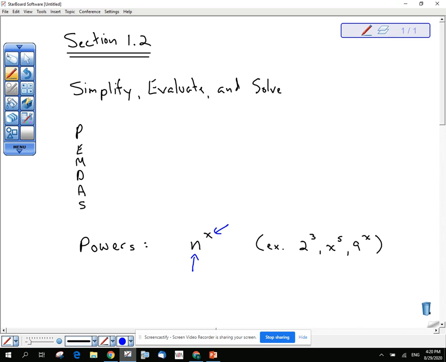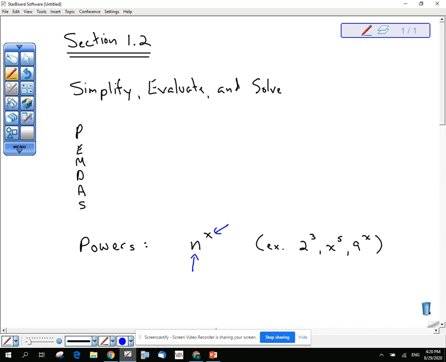Evaluate means that you would be given the value of a variable, or variables plural, and then you're going to plug those in, and then the direction becomes to simplify. Solve, on the other hand, is very different. If you recall in the last lesson, I talked about expressions versus equations. Well, simplify is something you can do to an expression, whereas solve is something you can do to an equation. So that's what solve is.